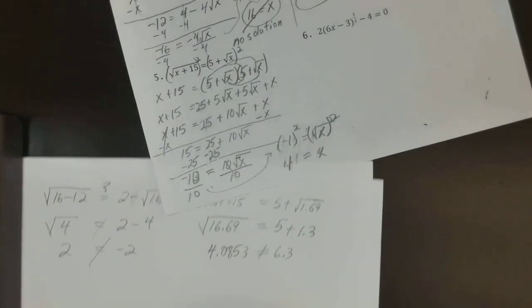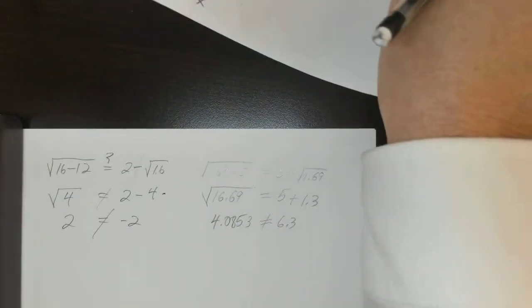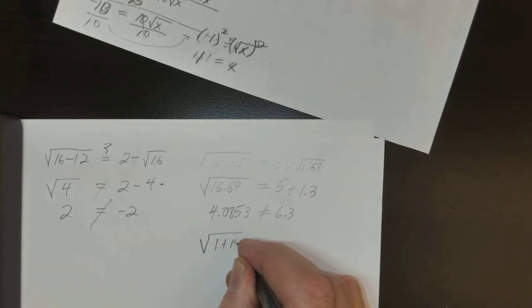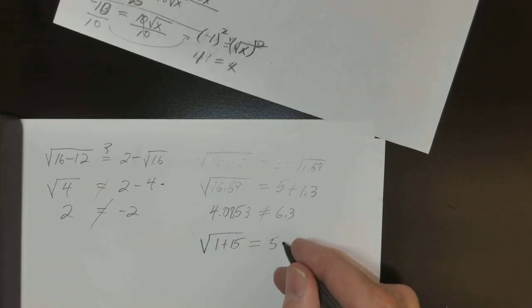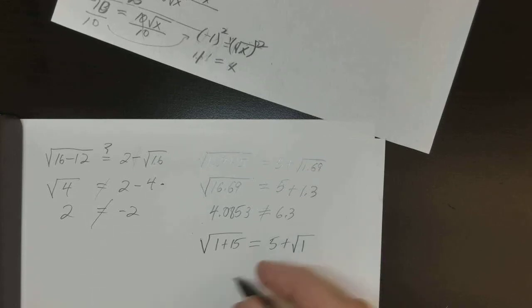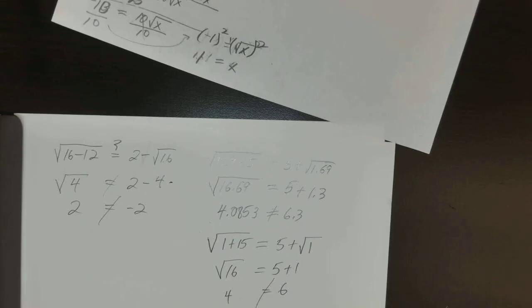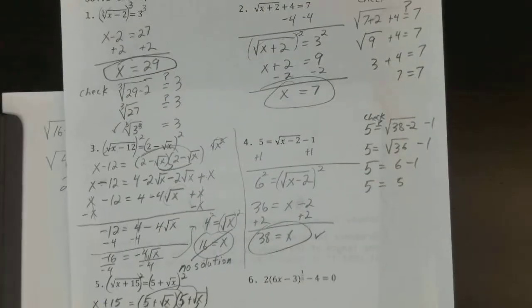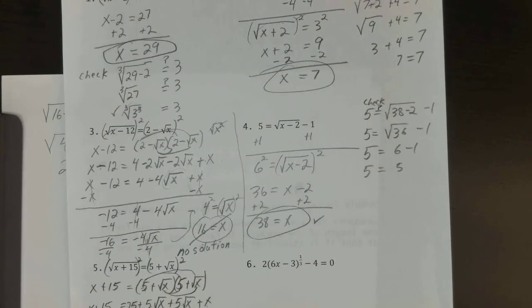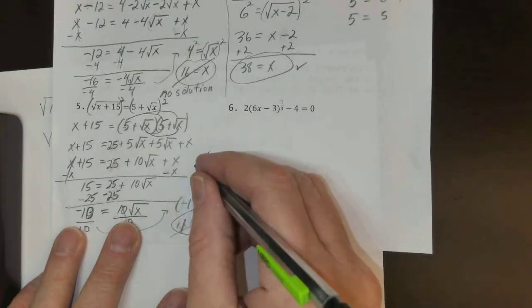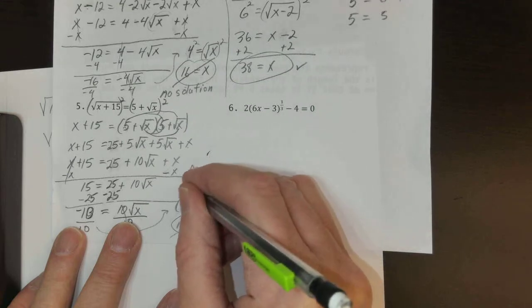Well, let's check 1 now. Okay, so the square root of 1 plus 15, is that going to equal 5 plus the square root of 1? And that's the square root of 16. 5 plus 1, that's 4, and that is 6. And they are still not equal. So x, I got equals 1. This is extraneous. So I'm going to go with no solution on this one as well.